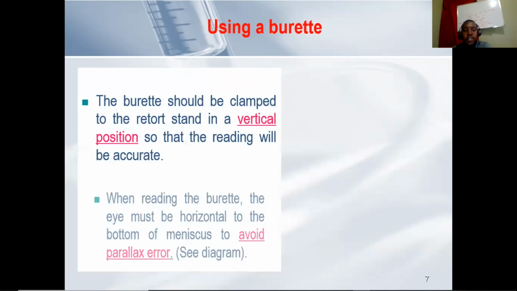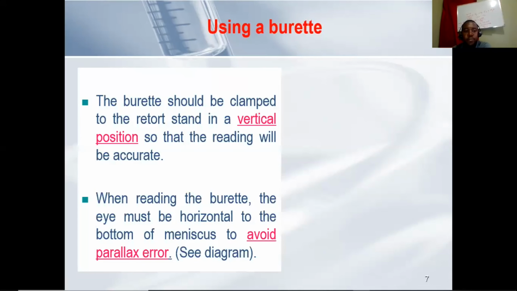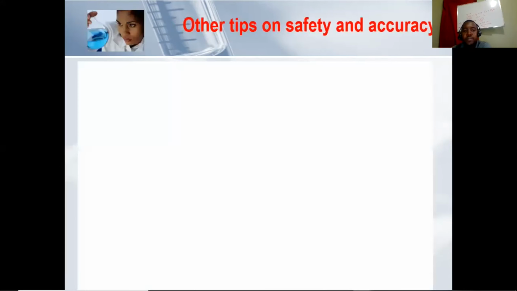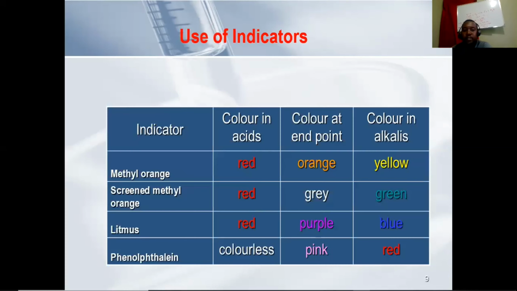The burette should be clamped to the retort stand in a vertical position so the reading will be accurate. When reading the burette, the eye must be horizontal to the bottom of the meniscus. We all know how to read from measuring instruments. When we do acid-base titration, which is the popular one, we have to use an indicator in order to know when to stop the titration process.